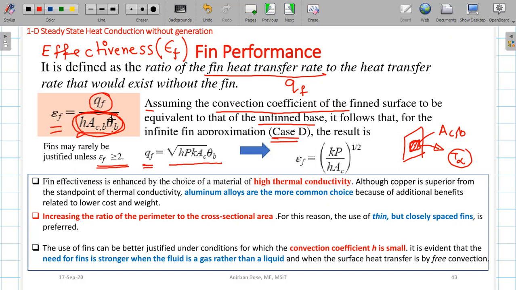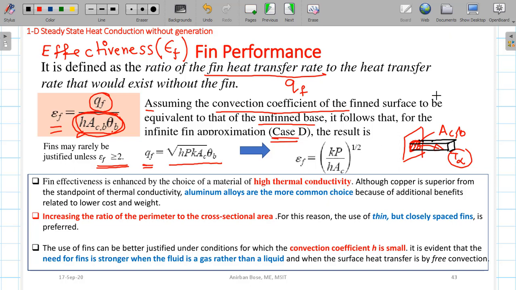minus temperature of the fluid. So this is the rate of heat transfer from the base to the fluid if there was no fin, by convection. And at the top it is there if fin is there. Now if fin is there, in that case how much heat will be transferred? If fin is there, then how much heat will be transferred?